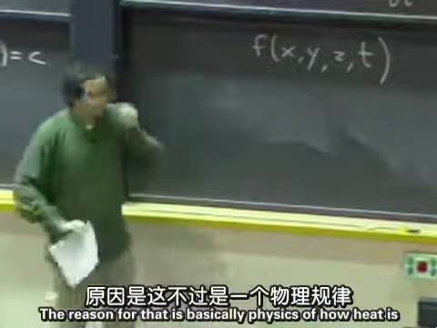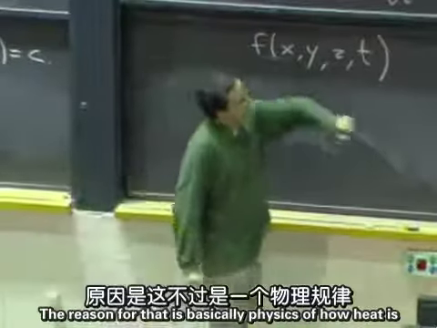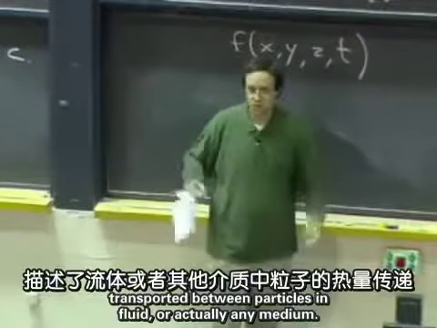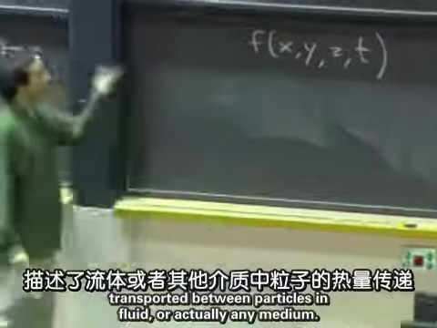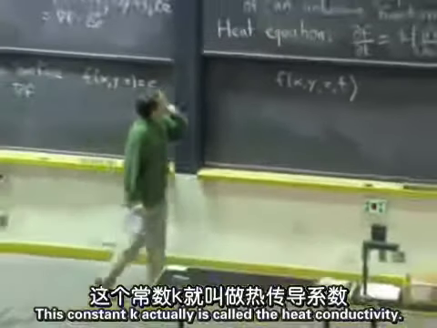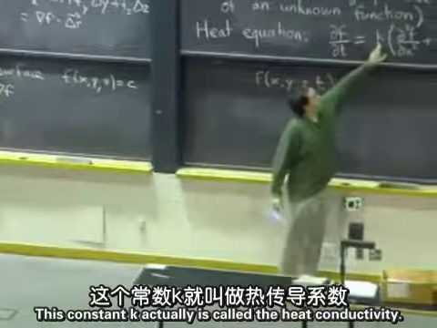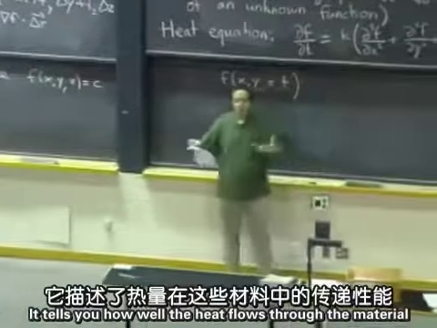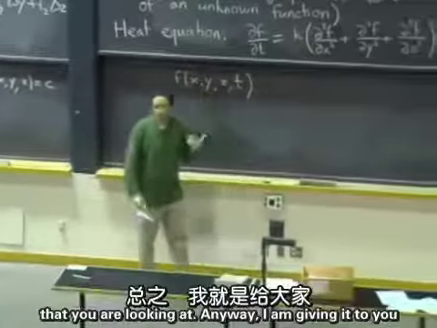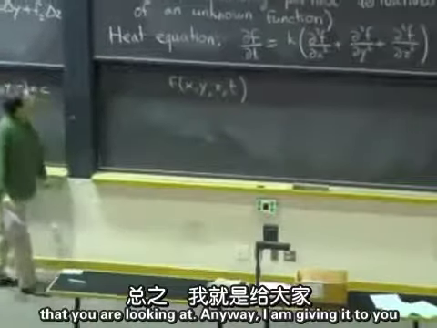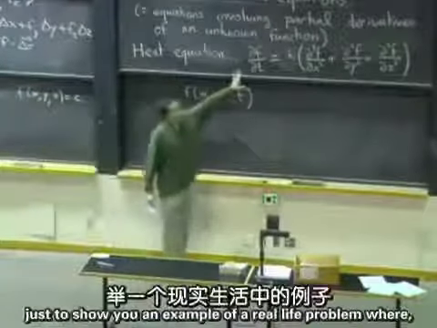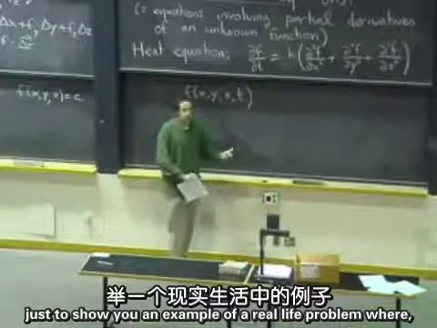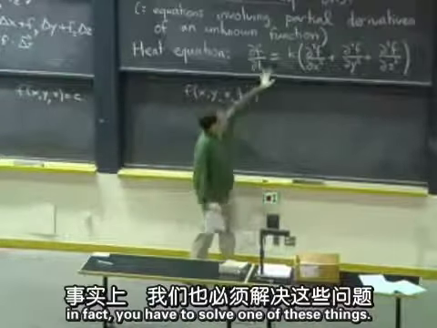The reason for that is basically the physics of how heat is transported between particles in a fluid, or actually in any medium. But this constant k is called the heat conductivity. It tells you how well the heat flows through the material that you're looking at. So anyway, I'm giving it to you just to show you an example of a real-life problem where, in fact, you have to solve one of these things.